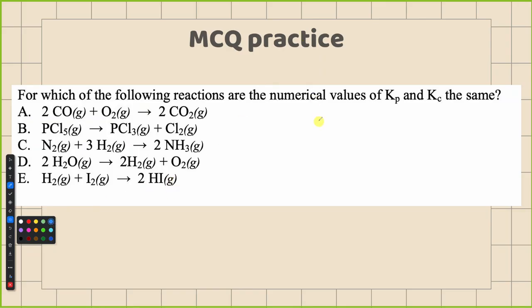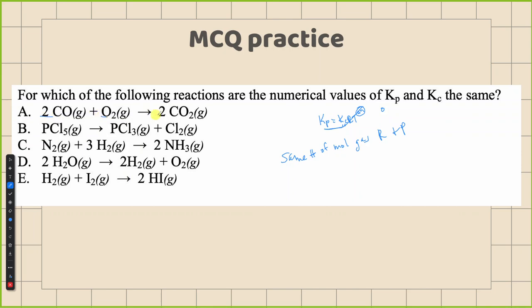So in this particular case, that was Kp equals Kc, or is it Kc equals Kp, I don't remember. Anyways, RT to the delta n. I don't remember which way these are, but if the delta n is 0, then that goes away and your Kc equals your Kp. So you're looking for the same number of moles of gas on the reactants and products. So same number of moles of gas, reactant and product.